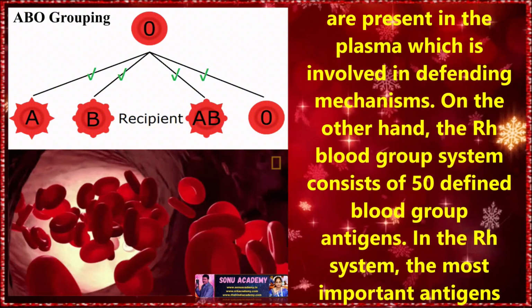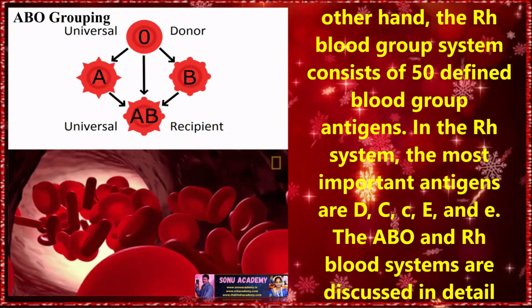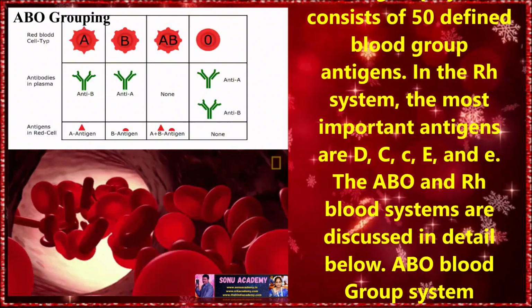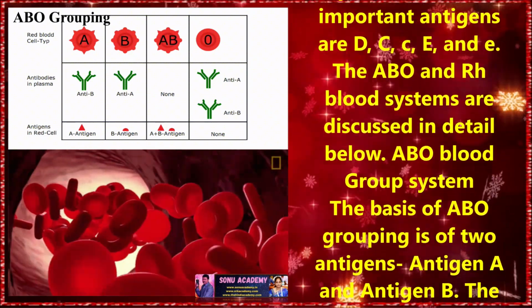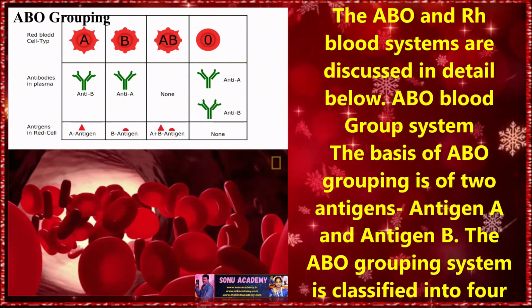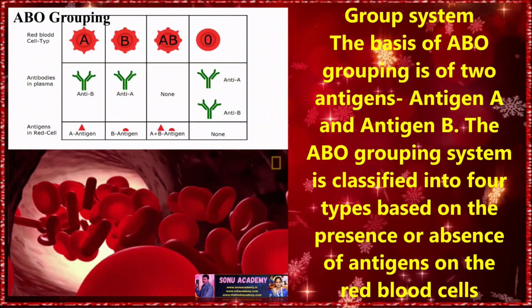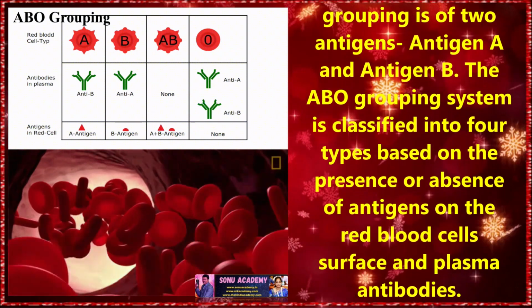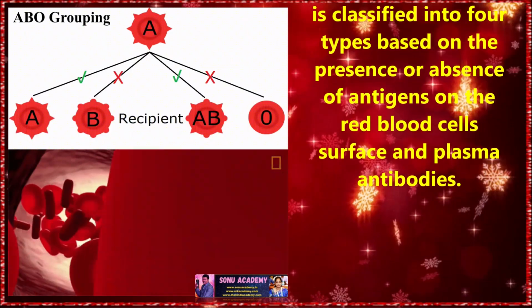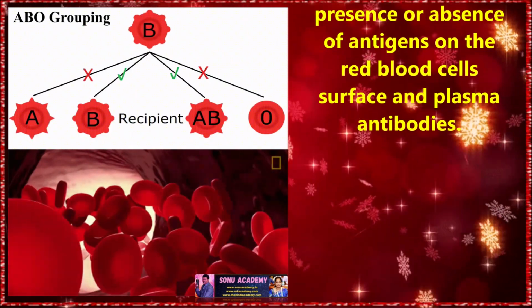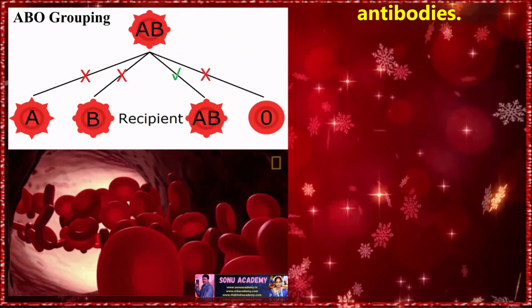On the other hand, the RH blood group system consists of 50 defined blood group antigens. In the RH system, the most important antigens are D, C, E and A. The ABO and RH blood systems are discussed in detail below. The basis of ABO grouping is 2 antigens, antigen A and antigen B. The ABO grouping system is classified into 4 types, as we discussed earlier, based on the presence or absence of antigens on the red blood cell surface and plasma antibodies.